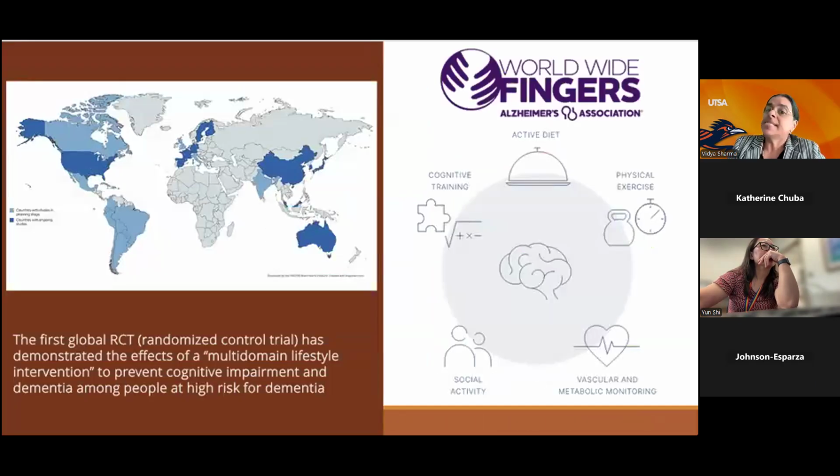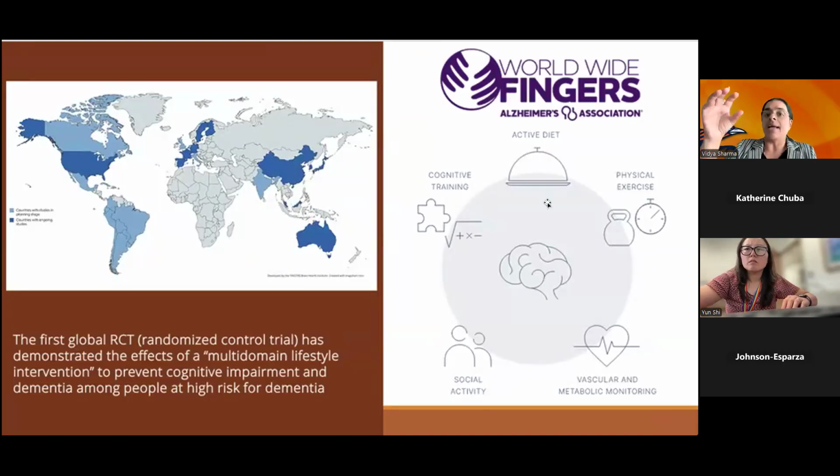And then this is another very big multi-domain lifestyle modification study. It's called the Worldwide Fingers Initiative. It's actually a Finnish study, and it's a global network of clinical trials that focuses on dementia prevention. But the most important component over here is you can see that simultaneously the trials have been conducted in different parts of the world.